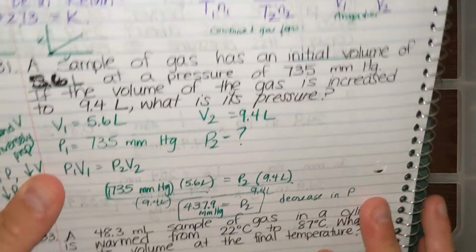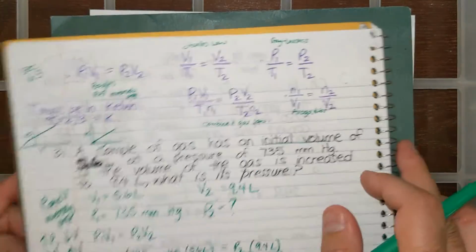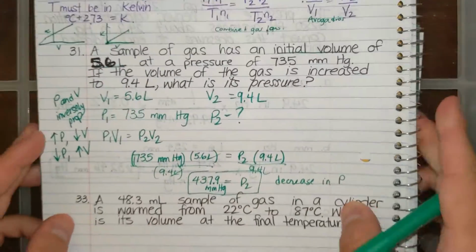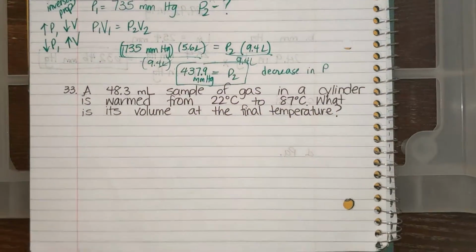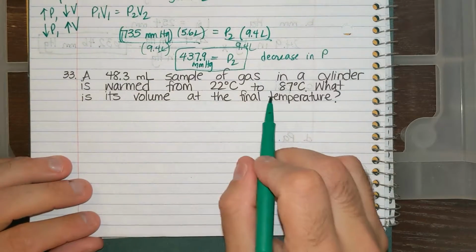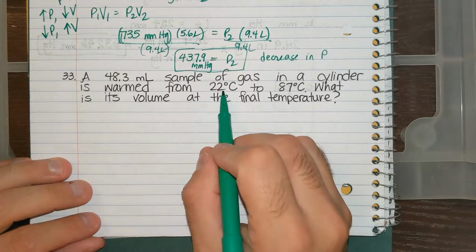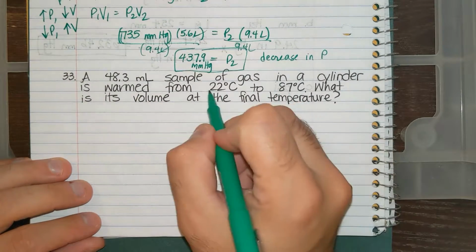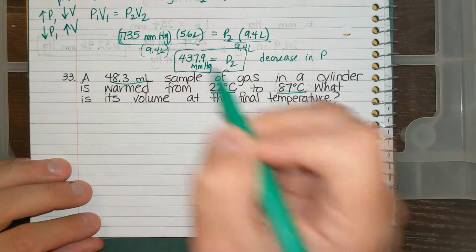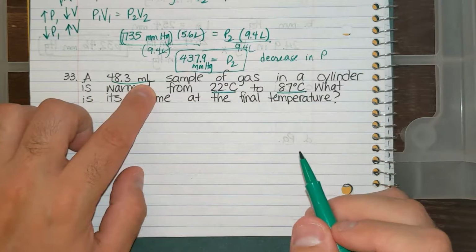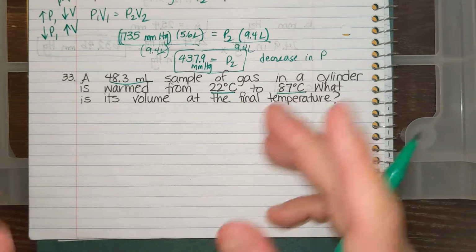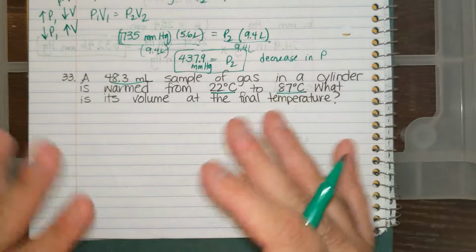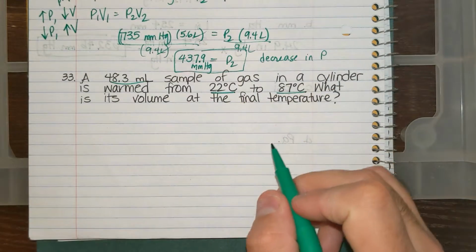Let me do another example using any of these equations. It says a 48.3 milliliter sample of gas in a cylinder is warmed from 22 degrees Celsius to 87 degrees Celsius. All right, so a couple of things. We have a volume. Milliliters is volume, and you don't have to change milliliters or liters or anything like that. The only problem is degrees Celsius.